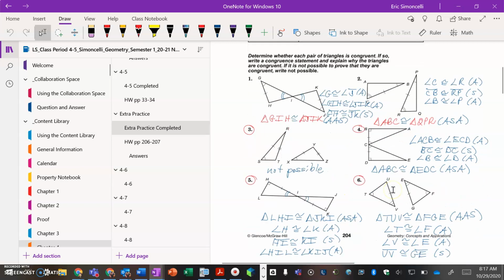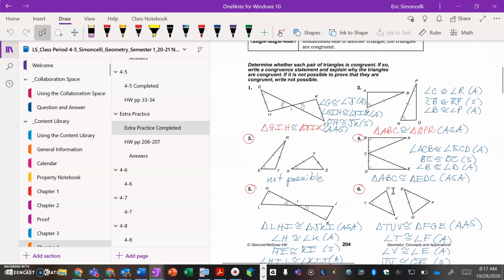Please take a look at those other completed problems. They're a great guide for you to understand angle, side, angle, and angle, angle, side. We will continue this, of course, tomorrow.